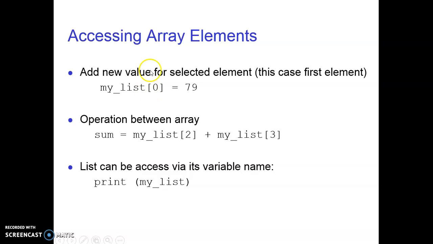Okay, and to add a new number for the selected element, you can put my list 0 equals 79. Okay, when you want to declare the new number for the 0. Operation between array elements: you can also use it for a sum. Let's say you want to sum my list's third element and fourth element, you need to put 2 and 3, because for the third element the subscript is 2 and for the fourth element the subscript is 3. Okay, then you can print my list also.